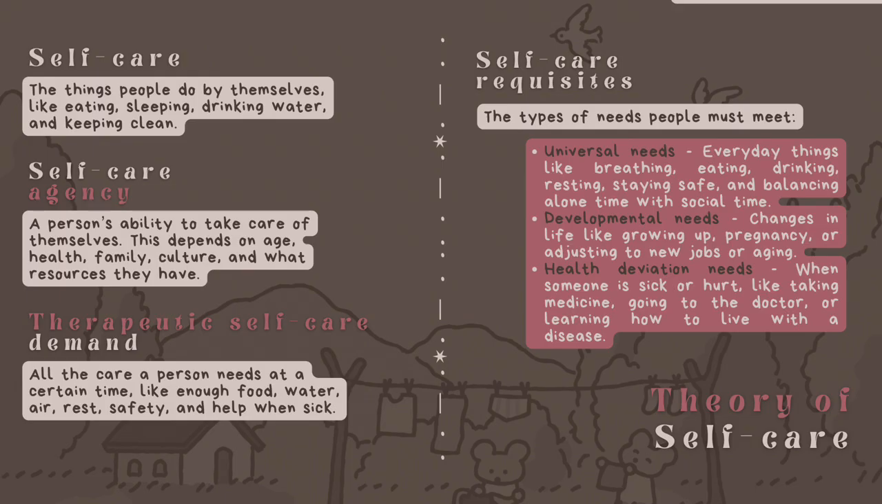Ano ba yung mga everyday things natin? This is also known as the basic needs of everyone, of every individual human. Everyday things like breathing, eating, drinking, resting, staying safe, and balancing alone time with social time. Diba sa universal needs, nakikita nyo dyan is na-meet nyo yung holistic health, not only in physiological, not only in self-esteem, but also lahat, including the social aspect.